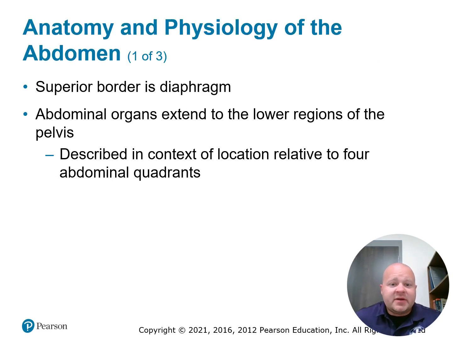So continuing the anatomy and physiology of the abdomen, the superior border is the diaphragm. So the top part of the border of your abdomen is your diaphragm. There are abdominal organs that extend to the lower regions of the pelvis. They're described in context of location relative to our four abdominal quadrants, so right and left upper and right and left lower quadrants.